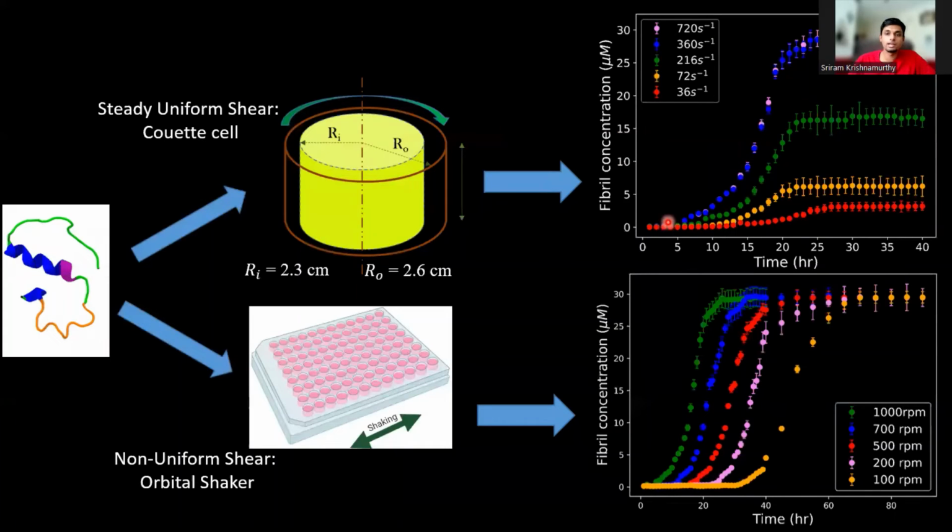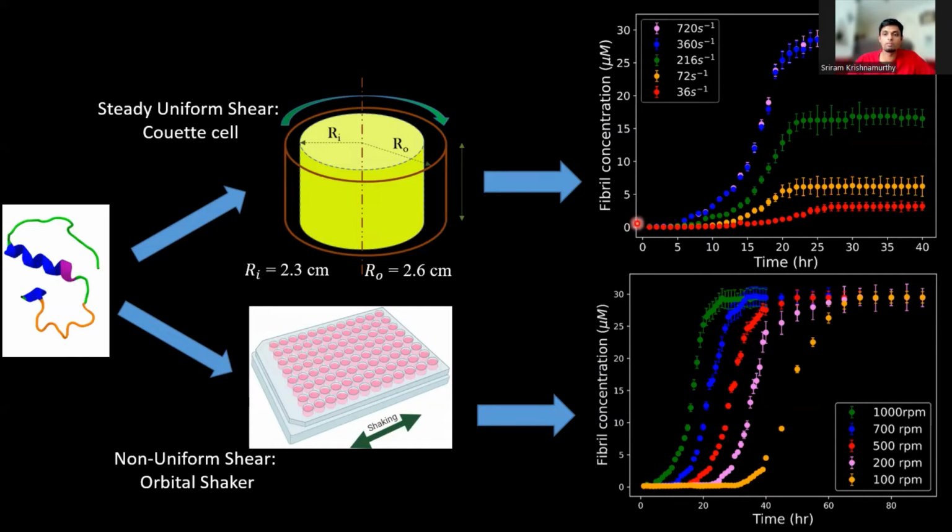With that background, I designed experiments with my colleague to understand the kinetics of fibrillation of A beta protein. We sheared the protein solution in two different flow environments, one in a controlled manner inside a Couette cell and another inside an orbital shaker with haphazard flow. We monitored the concentration of fibrils formed over time.